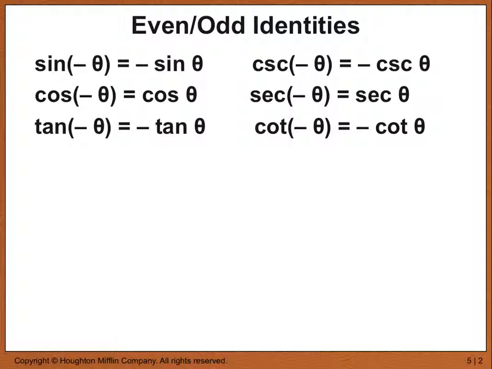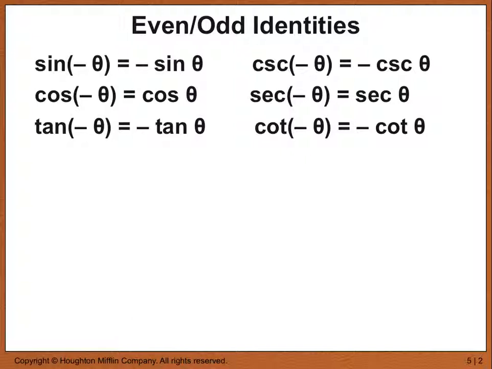The easy thing to remember about even odd identities, and I think this is probably going to be helpful for you, is that they're all odd except cosine and secant. Secant really just depends on cosine because it's simply 1 over the cosine. So you really don't have to remember that much. They're all odd except for cosine and secant. Cosine and secant are even, whereas everything else is odd.